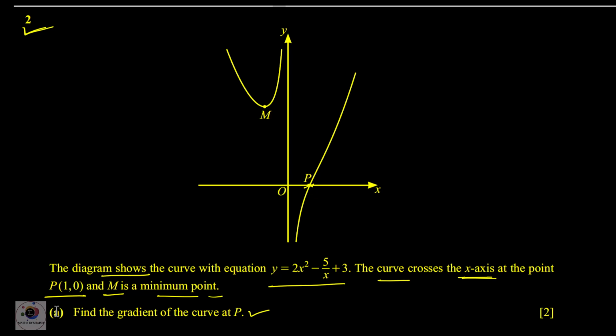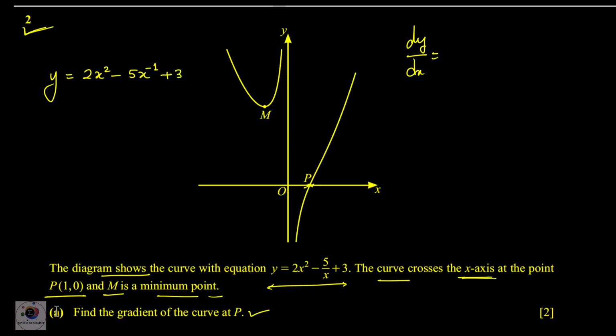So we are going to use calculus here, because we know the derived function dy over dx will give us the gradient of the curve. Here the equation of the curve is y equals 2x squared minus 5x plus 3. We are simply going to use the power rule and find dy over dx. We can rewrite the equation: y can be written as 2x squared minus 5x to the power -1 plus 3.